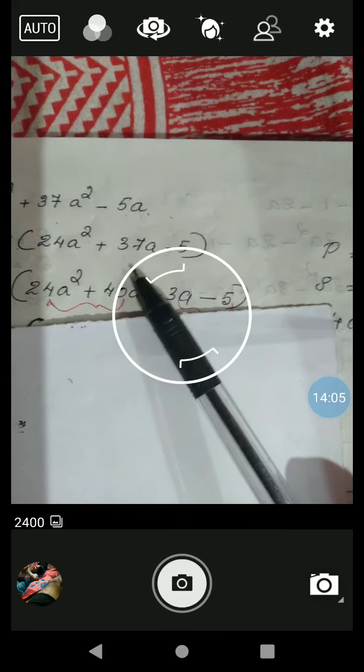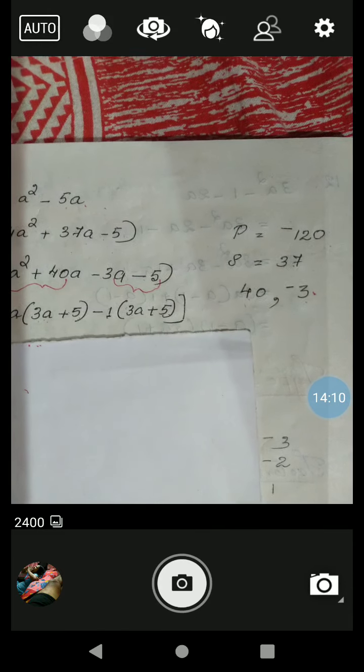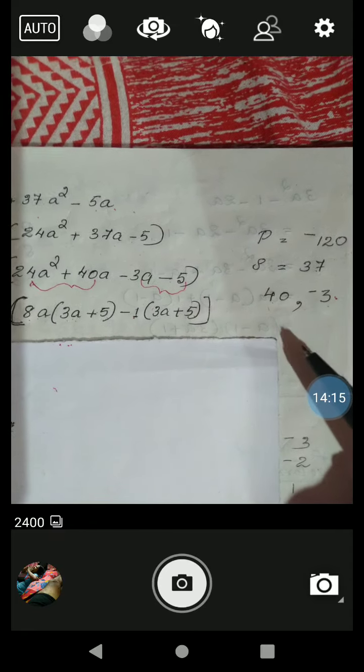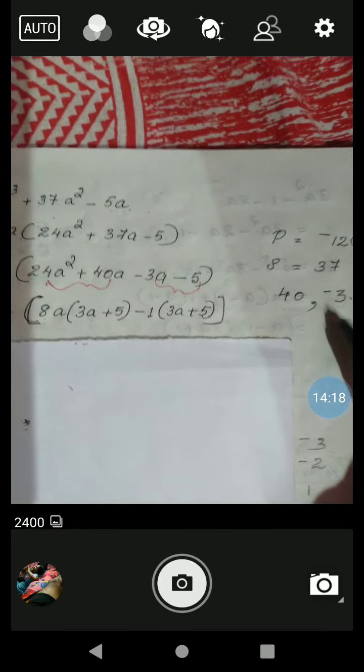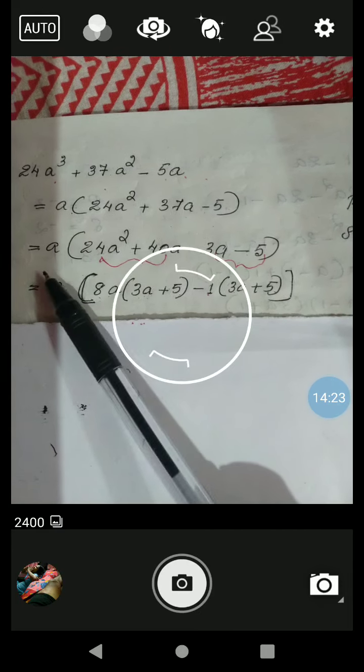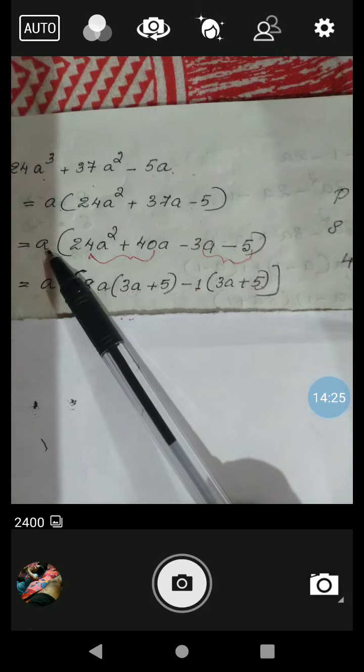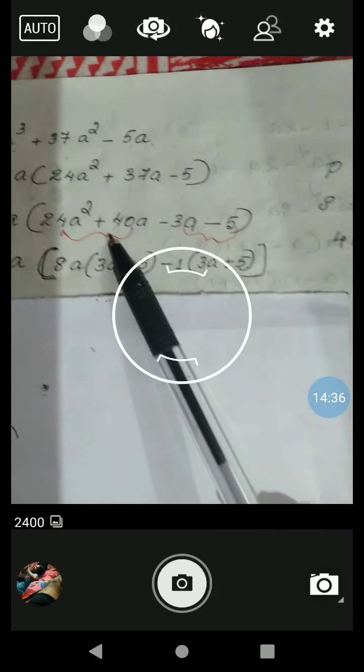Product is 24 into minus 5, that is minus 120. The coefficient of the middle term, that is 37, is the sum. Find two numbers whose product is minus 120 and sum is 37. They are 40 and minus 3. In this way, you can split the middle term. And remember, one factor is already there, a. So write a together with this. Now you can see this two in one group, this two in another group. And again, take the common factor outside.